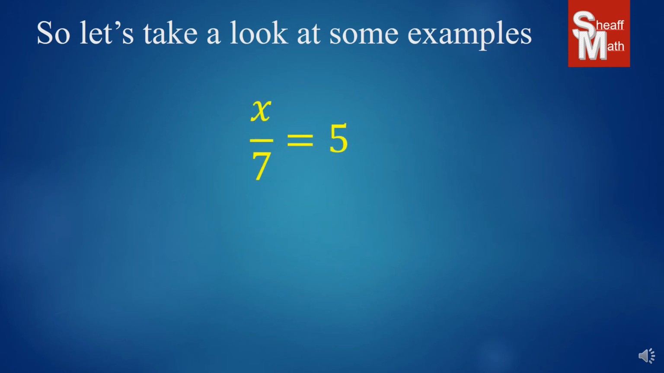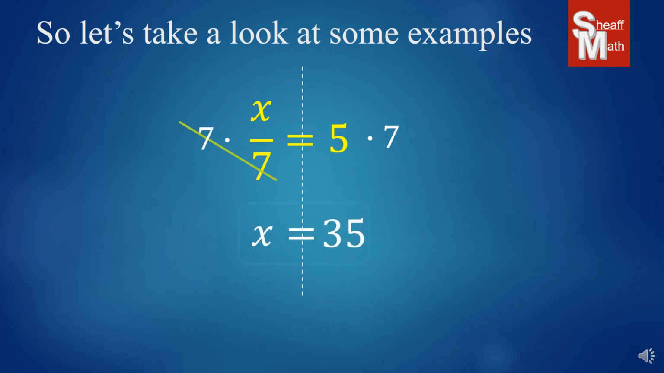Same thing with this one. This one has a dividing 7 that we need to undo. So we are going to multiply by 7, and cancel that out. And we are going to get x equals 35. Okay.